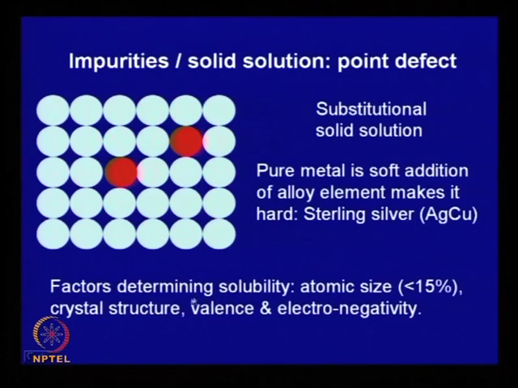Another important factor is the valency. If the valencies are different, in that case there will be a tendency to form a compound. So, if the two elements' valencies are different, instead of forming a random mixture of the two, it will try to form an ordered phase, or in an extreme case it can form a compound. Similarly, electronegativity is also quite important.